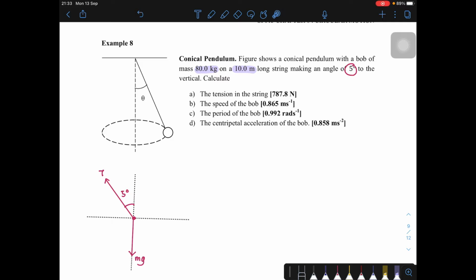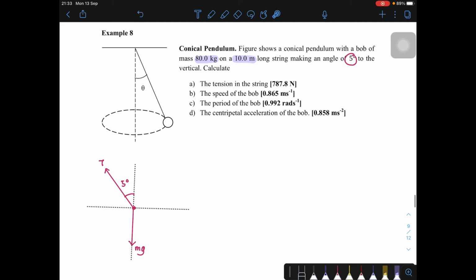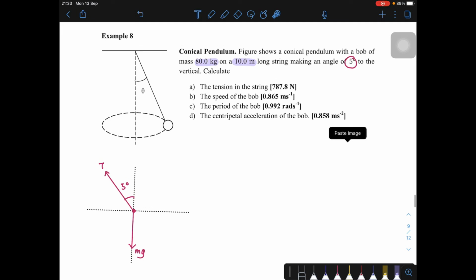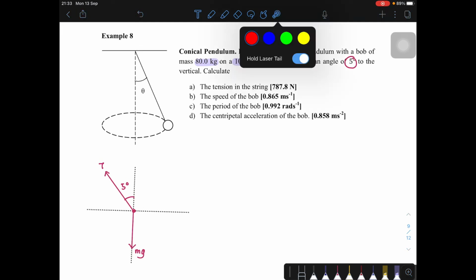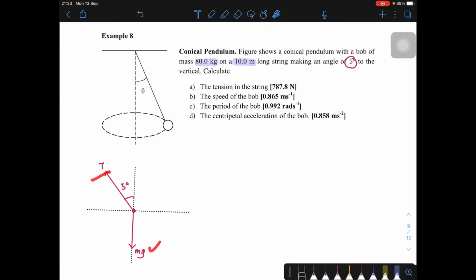So angle dekat sini, because this one, right? This one. So angle here will be equal to the angle here. That's why Miss letak angle 5 degree tu di sini. This is 5 degree, right? The one that we are given. So the angle here is equal to angle here. And then what else do we have? Okay, that's it. We only have the weight force and the tension force.